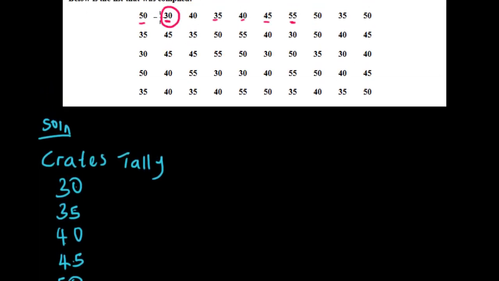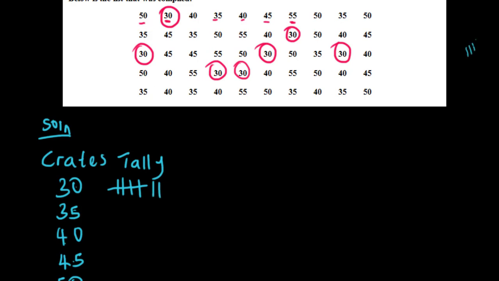So we have 1, we have 2, we have 3, 4, 5, 6, 7. So we've got seven 30s. So under tally we'll be having 1, 2, 3, 4, 5. Can you see? 6, 7. Does that make sense? So you go 1, 2, 3, 4. When you want to represent 5, you cross. Do you understand? So we have groups of 5s. Let's go to the next one.